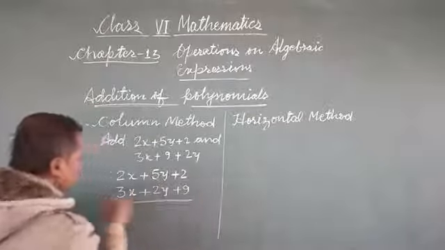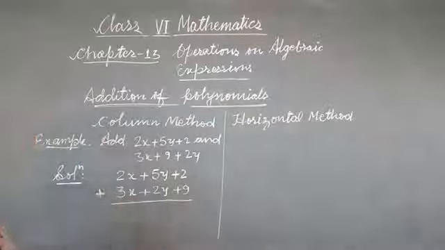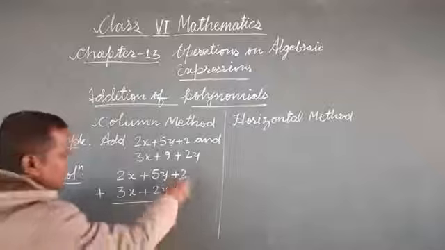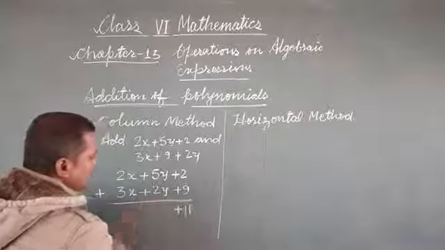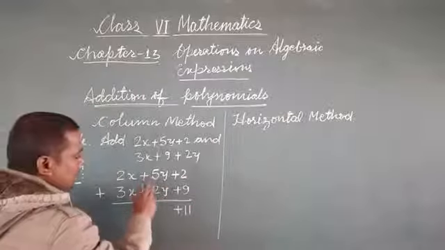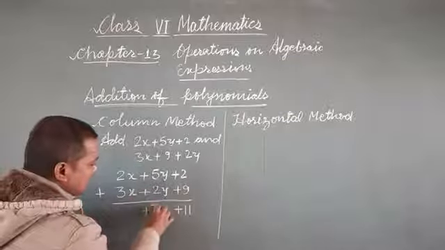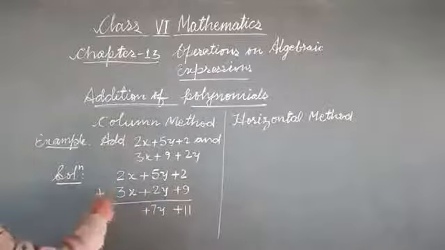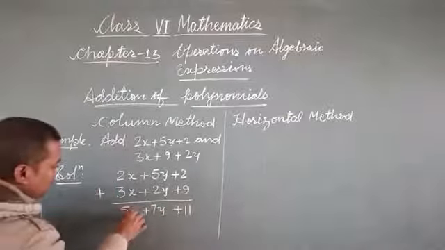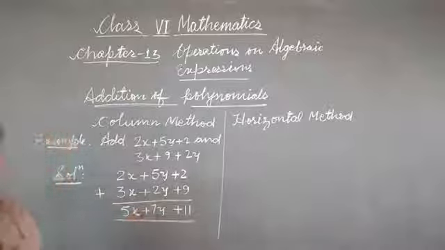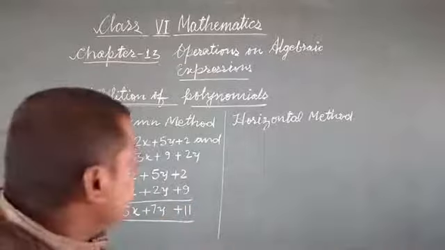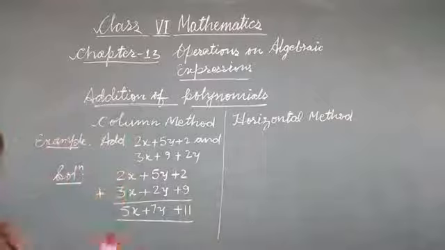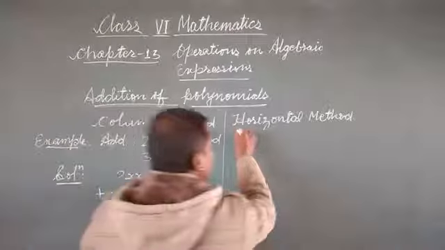Now I have to add, so here simple addition. Now 9 plus 2, 11, plus 5y plus 2y, 7y, 2x plus 3x, 5x. So this is the required sum of the two algebraic expressions. Now I am going to add these two in horizontal method. Look at here.